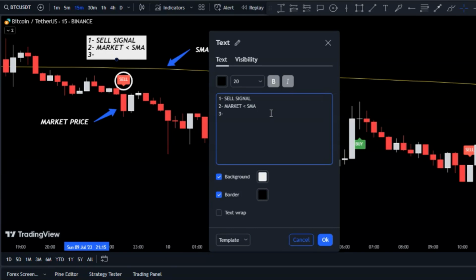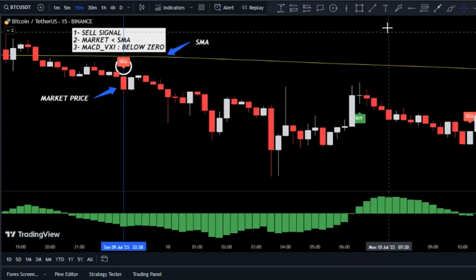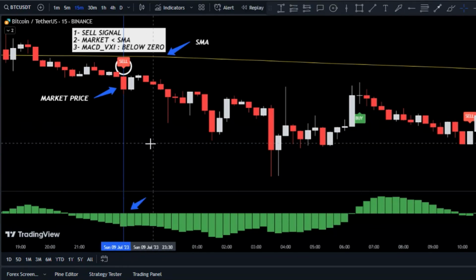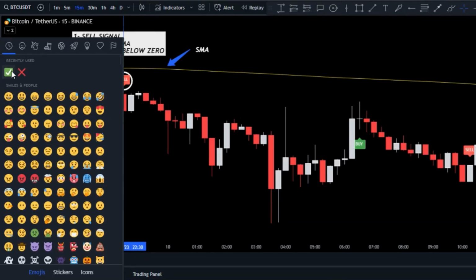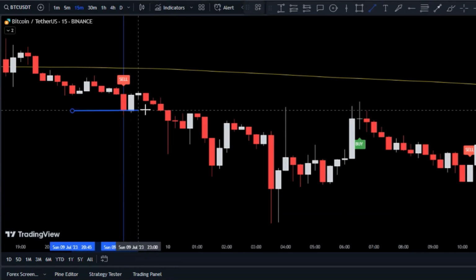Now, proceeding further, ensure that the histogram of the MACD VXI indicator shows a negative value. With these conditions aligned, the short signal is validated, giving you the green light to open a short position.